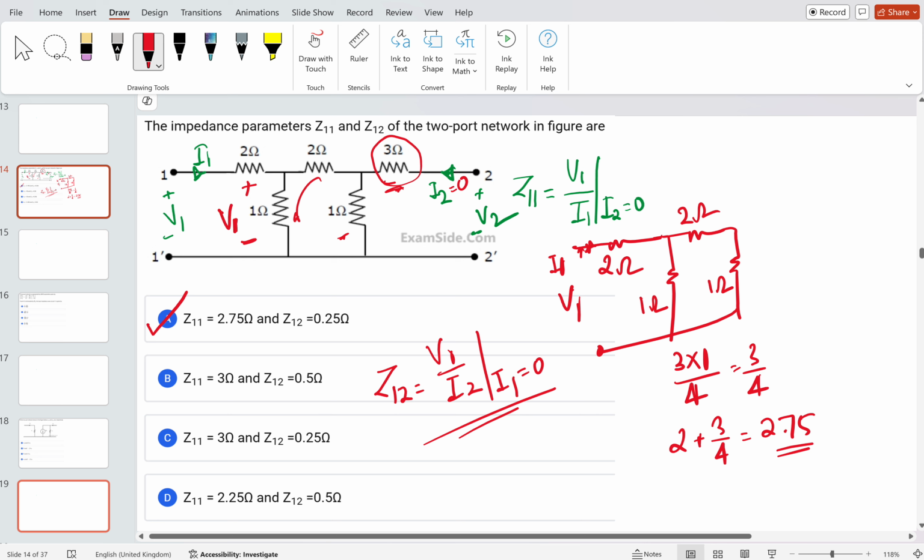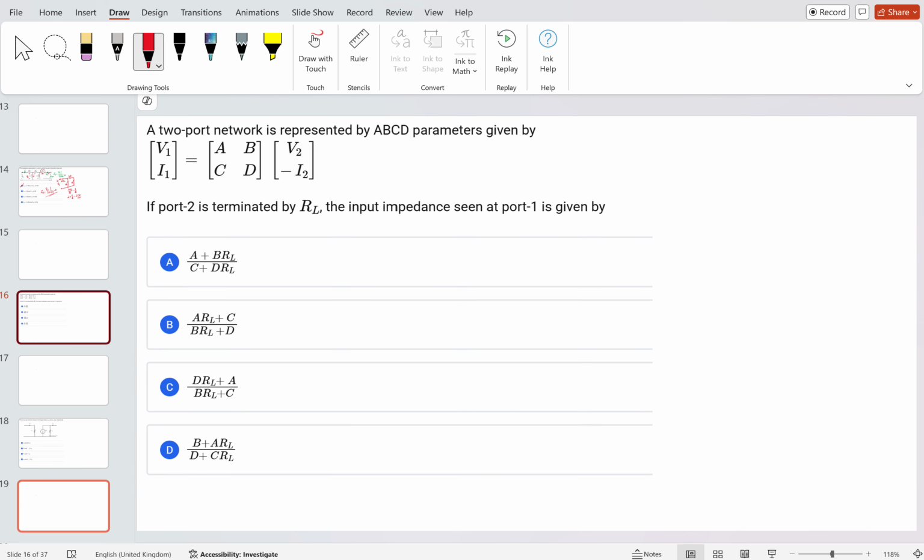So let's move to another problem. Try to solve this. Here the important information that I have already told is that if the output port is terminated by RL, it means that V2 is simply equal to I2 times RL. Use that concept.